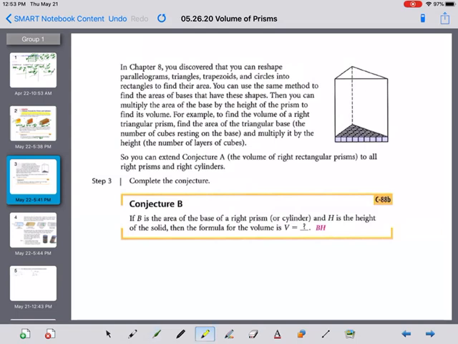So in chapter 8, you discovered that you can reshape parallelograms, triangles, trapezoids, and circles into rectangles to find their area. Remember we did that first week of school? Maybe you do, maybe you don't. You can use the same method to find the area of bases that have these shapes, and then count the number of layers of cubes. Okay? So what does that mean? That means you could still find the area of the base times the height, V equals BH. So this is what we're going to call the formula. This goes in your vocab, formula for volume of a prism.